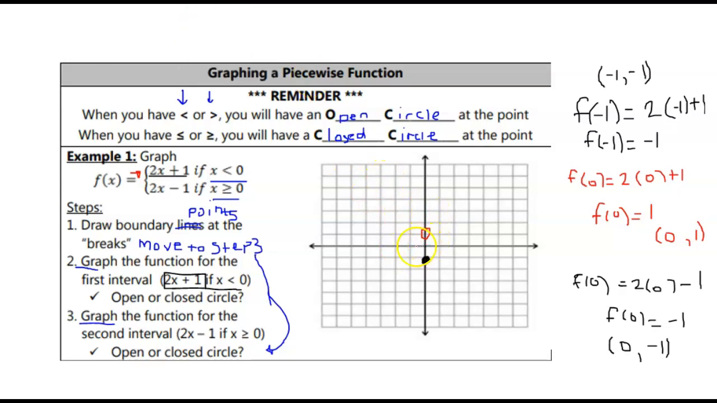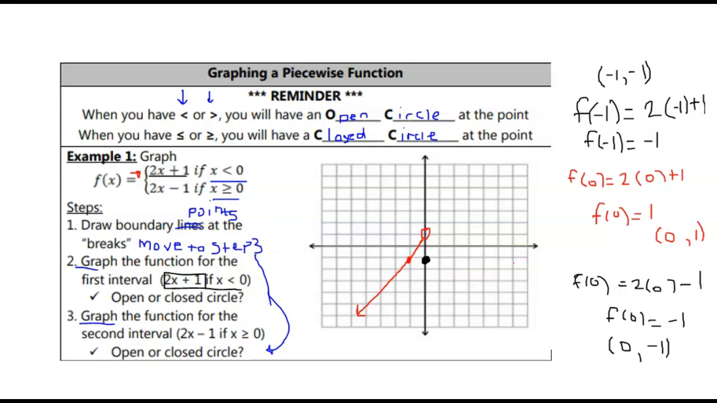Negative 1, negative 1, sorry, is right here, okay. And I'm going to go ahead and plot that line. Now that I have 2 points, I can go ahead and draw the line.